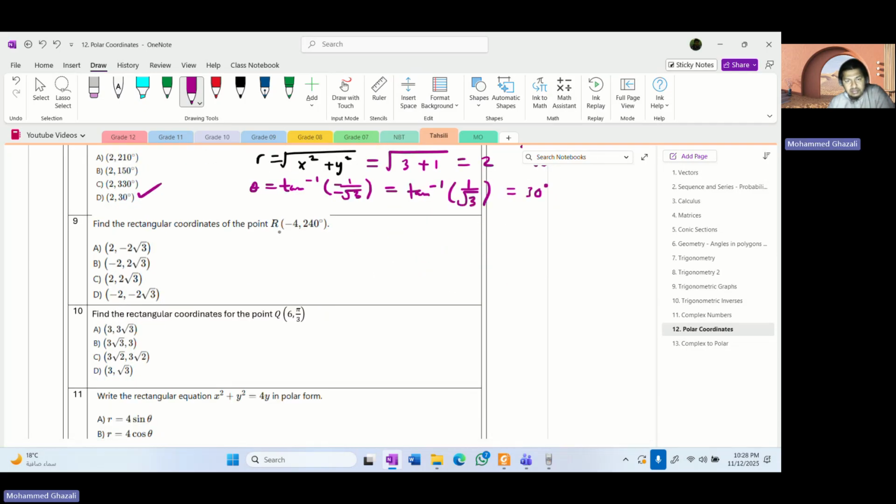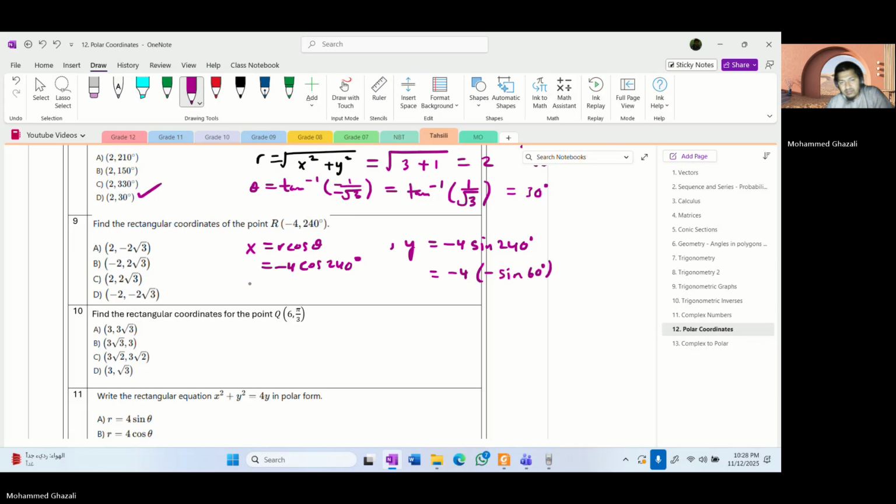Find the rectangular coordinates for the polar points. So rectangular coordinate x equals r cos theta. R is negative 4. Cos theta is cos 240. And y is equal to negative 4 sine theta, sine 240, right? Negative 4. Sine is in the third quadrant. That becomes 180 plus 60. So that's negative sine 60. And that becomes negative 4 times negative cos 60.